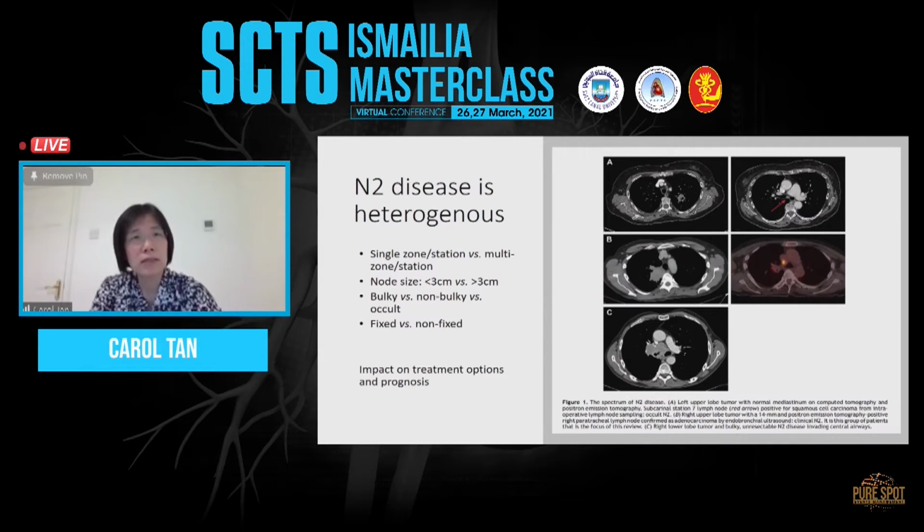So what does it tell us? It tells us that the N2 disease is actually quite a heterogeneous group. You can have single zone or single station or multi-zone, multi-stations. The lymph node size probably makes a difference in terms of prognosis. So whether they're bulky or not bulky, or whether they're occult. Occult meaning that you might have a cancer diagnosed in the left upper lobe here with a normal looking lymph node in the subcarinal region with no PET avidity, but during the operation, post-operatively, you find that there is actually disease in the mediastinal lymph nodes.